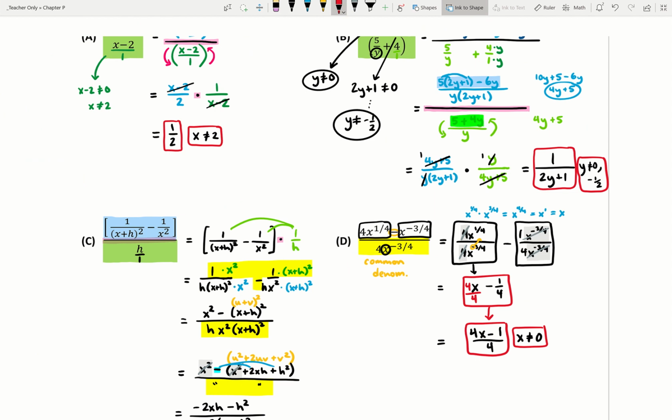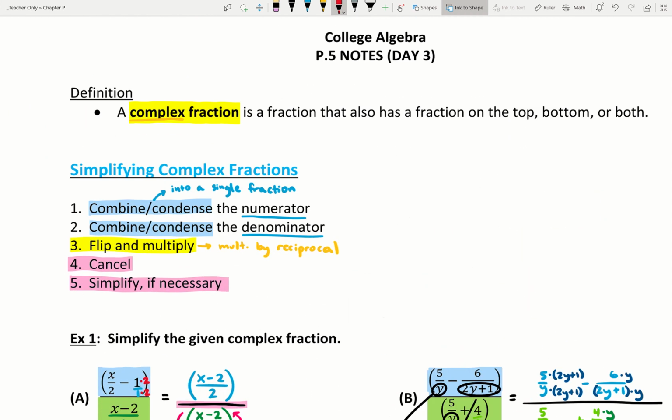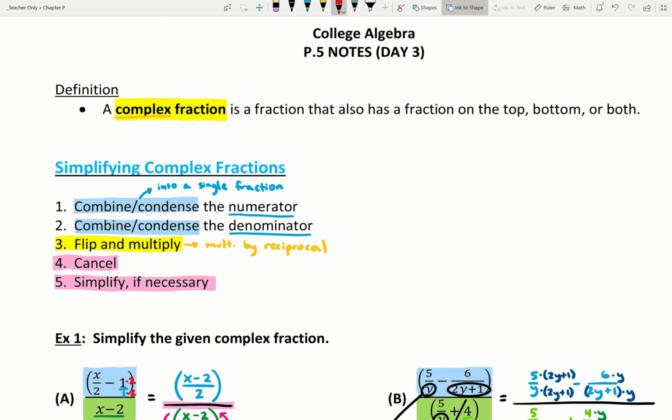So again, complex fractions are fractions within fractions, just following the simple guidelines from before of condensing everything and then multiplying by the reciprocal, canceling and simplifying. It's going to help you out a lot on these problems.